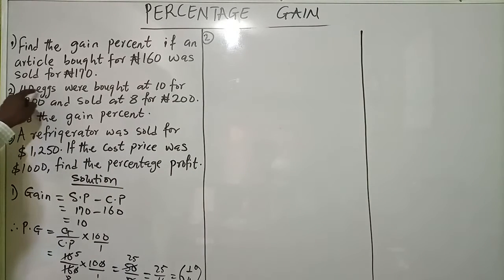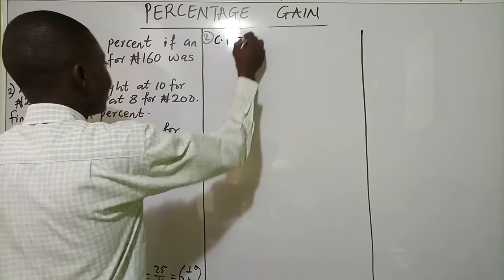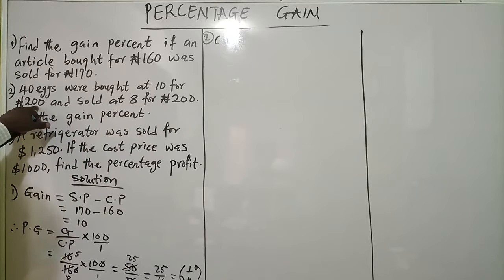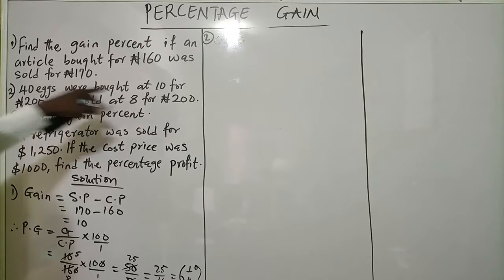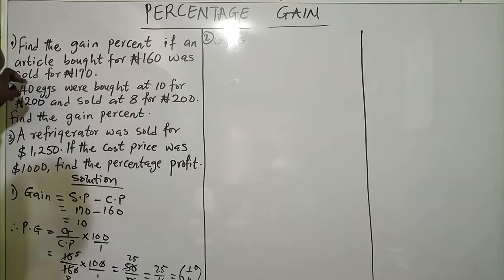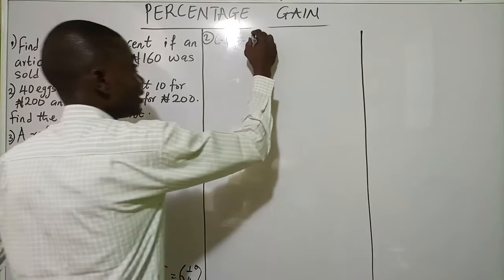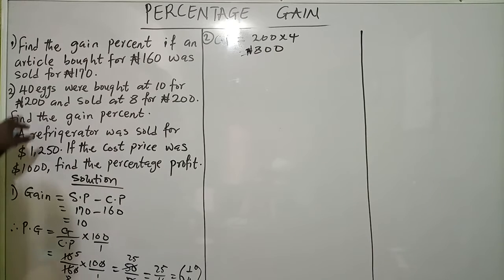Now there were 40 eggs, bought at 10 for 200. So what is the cost price of the 40 eggs? Since 10 is 200, you ask yourself, how many 10s do you have in 40? That is 4. If 10 eggs cost 200 and I have 4 tens in 40, then the total cost of the 40 eggs is 200 times 4. That is 800 naira. So the total cost of the 40 eggs is 800 naira.